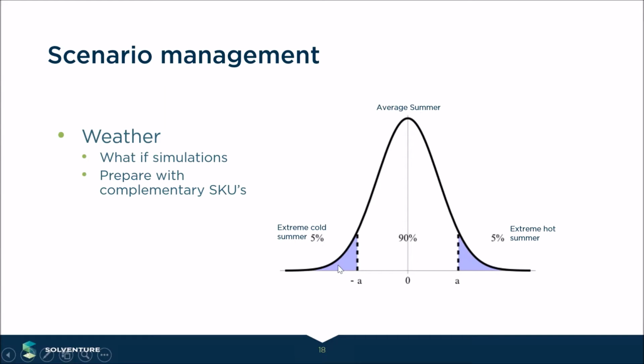So that's the 95th percentile. Or you only have a 5% chance that the summer will be cooler than this. That's the 5th percentile. And if you can, let's say, define the weather dependency in the historical data, you can run scenarios and say, okay, what will be the impact on the sales if I'm in this type of situation? What will be the impact on the sales if I'm in this other type of situation? And how do I make better planning decisions based on this?